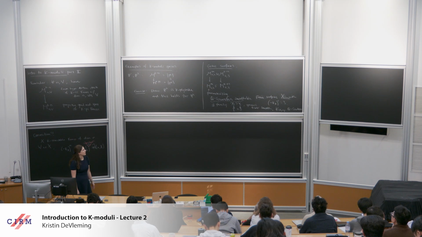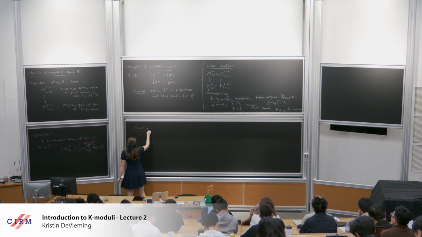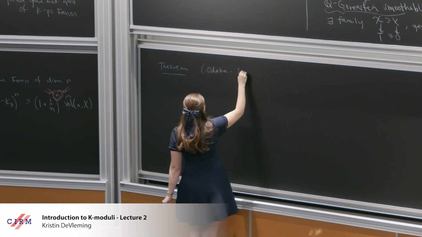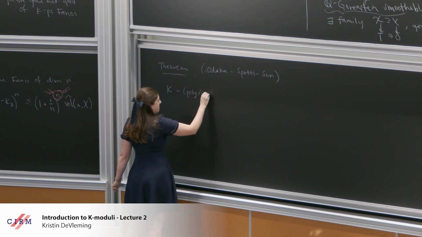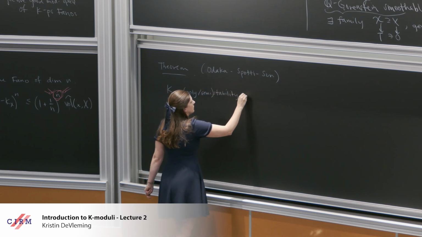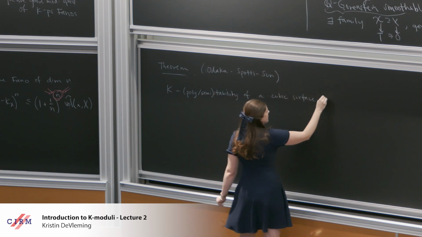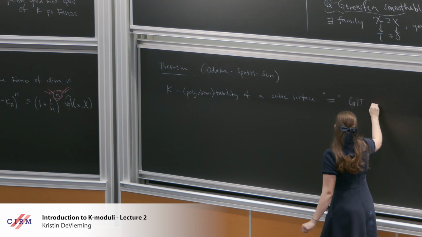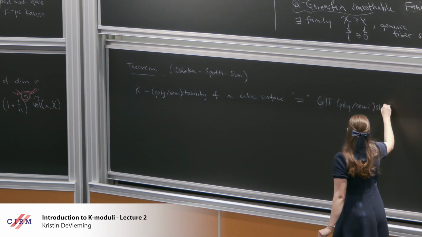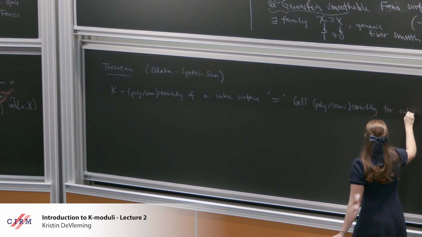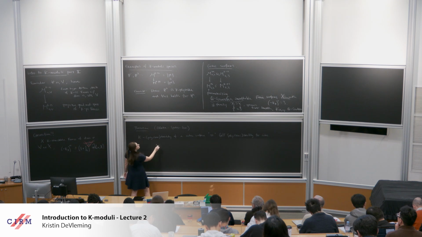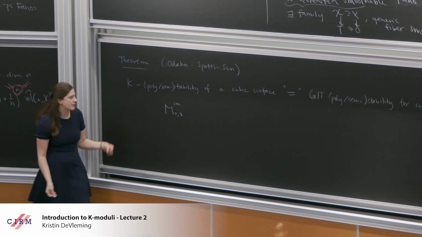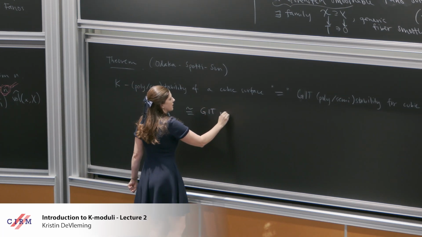So what is this component? What is going on here? Well, what one can prove, maybe the theorem, originally due to Odaka, Spotti, Sun, is that K-poly or semistability of a cubic surface is equal to the notion of GIT poly or semistability for the cubic. And in fact, this is maybe one version of this equality, and namely what is true is that this component, the smoothable MSM23, this K-moduli space, is actually isomorphic to the GIT moduli space of cubics.